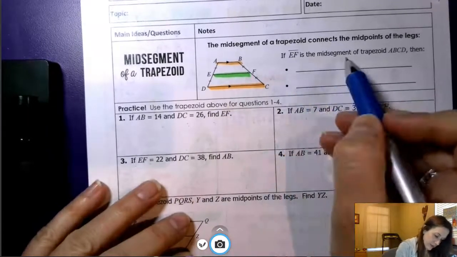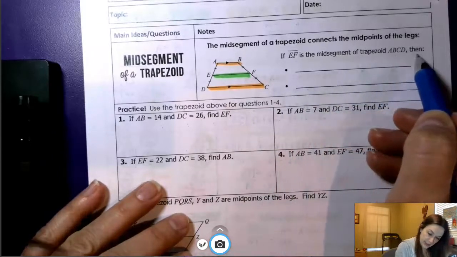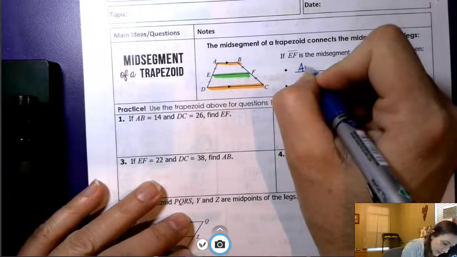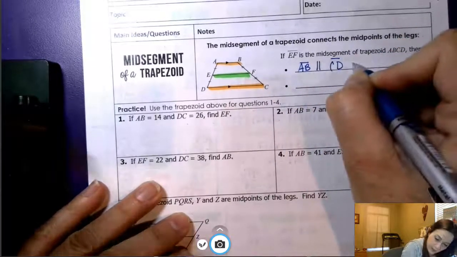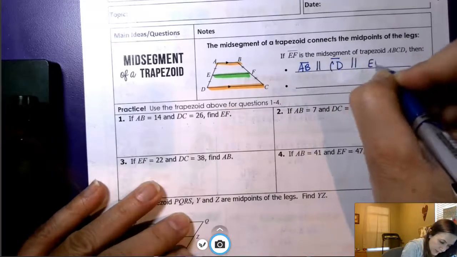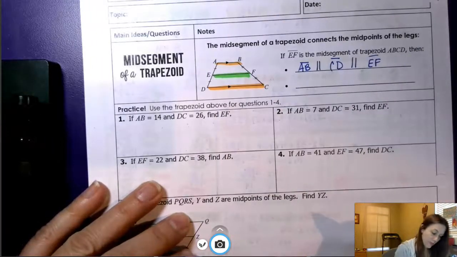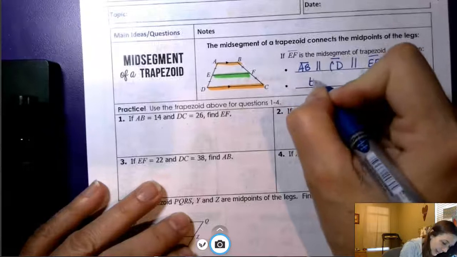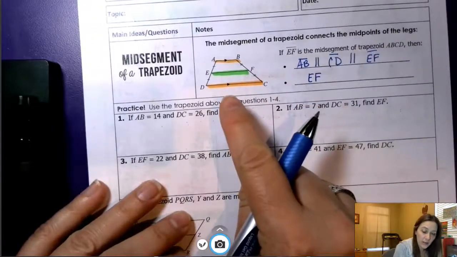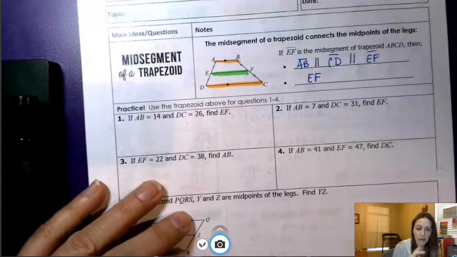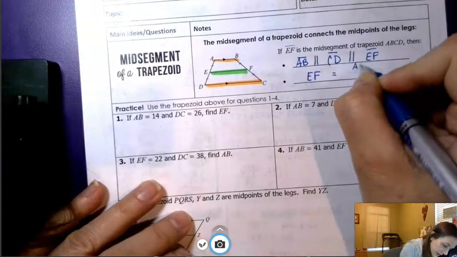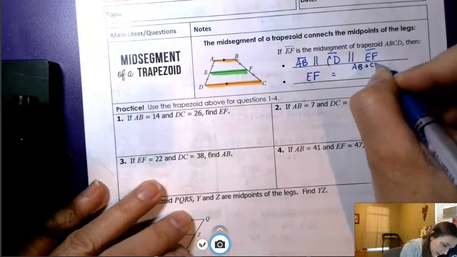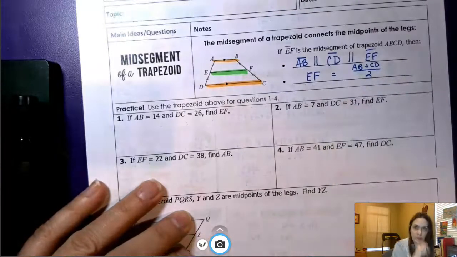So if EF is the mid-segment of trapezoid ABCD, then I know that AB is parallel to CD is parallel to EF. I know that all three sides are parallel, and I know that EF, because it's right in the middle, is going to be the average. Remember, average is when you add two numbers and divide by 2. So it's going to be the average of AB and CD. You're going to add those two numbers together and divide them in half.